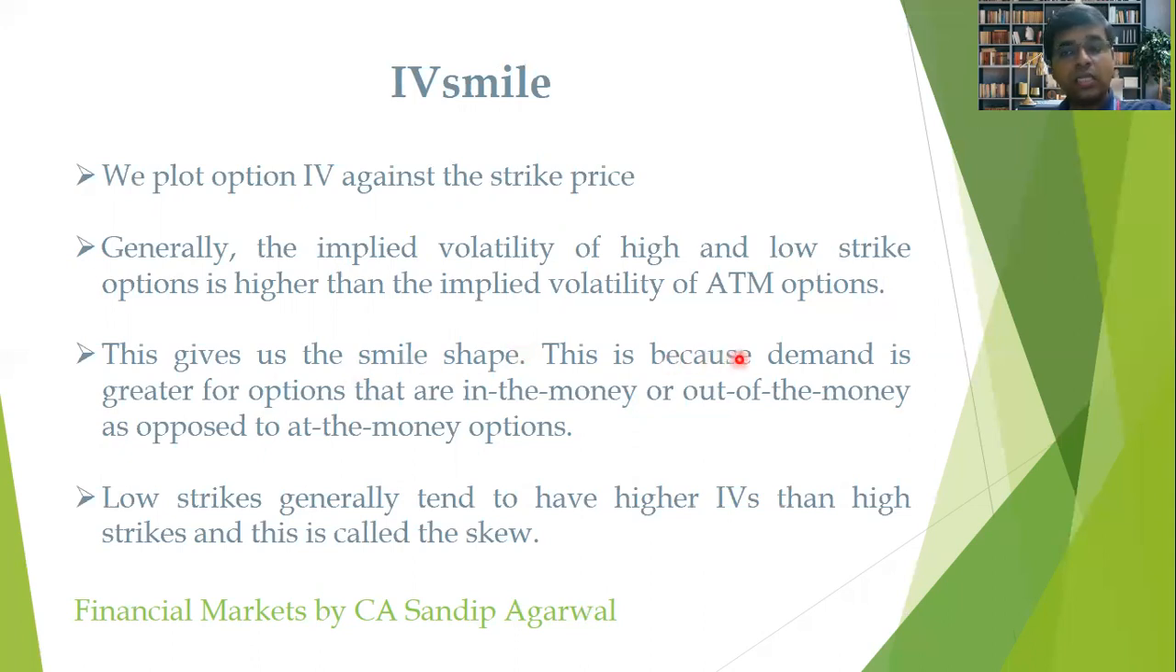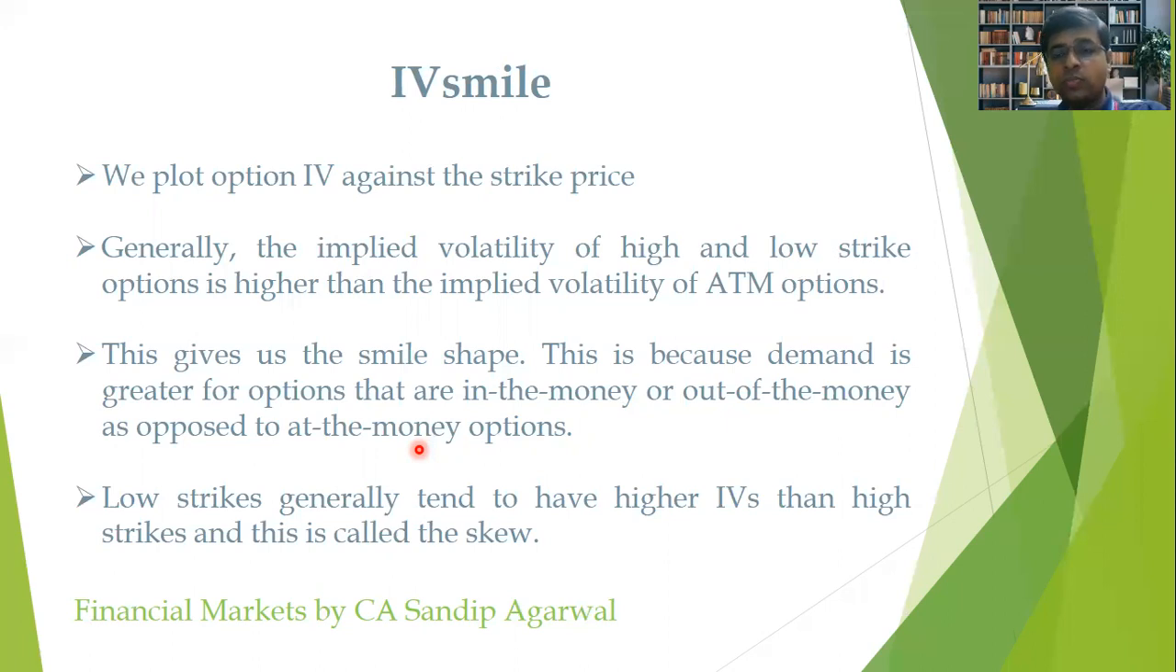This is because in the market, demand is generally greater for options that are in the money and out of the money as opposed to the at the money options. Why? Because those options which are in the money have a certain intrinsic value in them. Like, for example, if we take the underlying instrument Nifty, and Nifty is currently trading at 17,300, then the 17,000 call option strike is basically in the money.